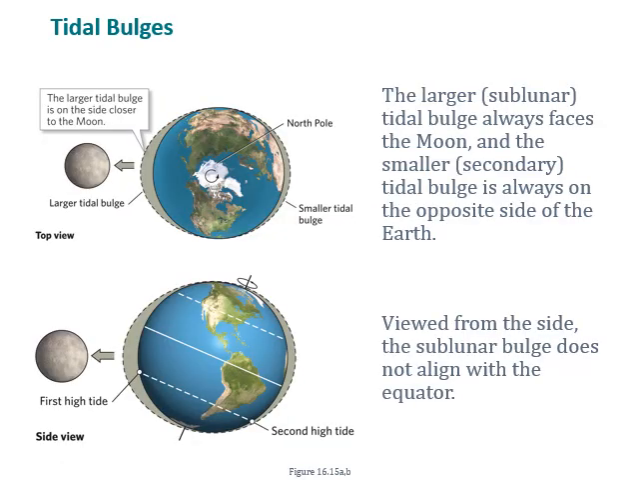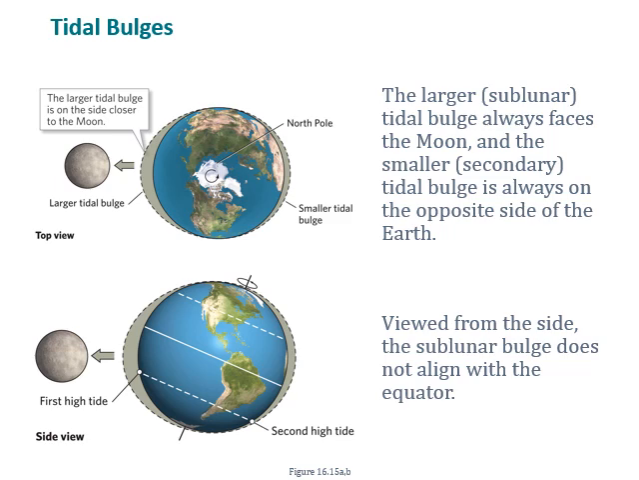The larger sublunar tidal bulge always faces the moon, and the smaller secondary tidal bulge is always on the opposite side of the Earth. So the larger tidal bulge, or sublunar bulge, is shown in the top photo, and the secondary bulge is shown on the opposite side of Earth in the top photo.